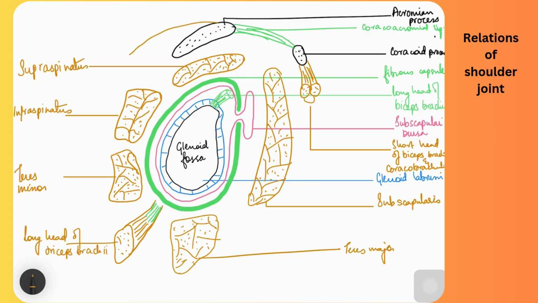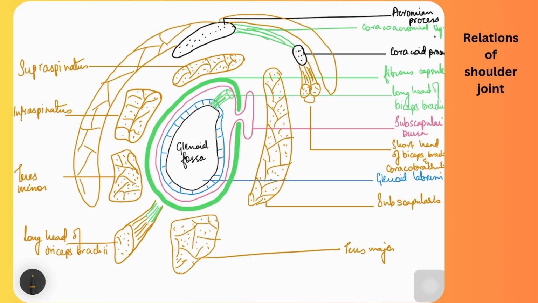An important posterior and superior relation of the shoulder joint is the deltoid muscle, a large muscle covering the shoulder joint. Finally, the muscle which lies anterior to the shoulder joint is the pectoralis major muscle.